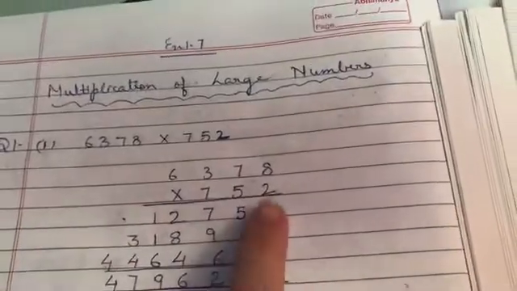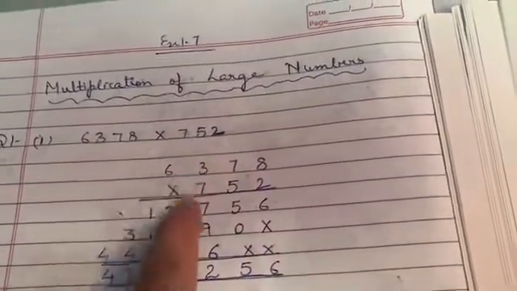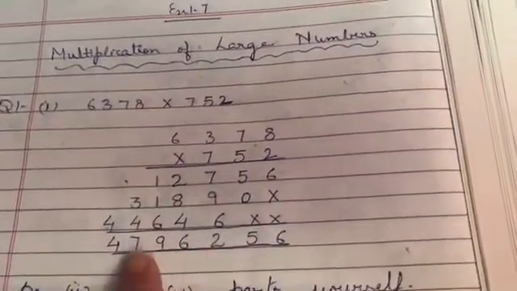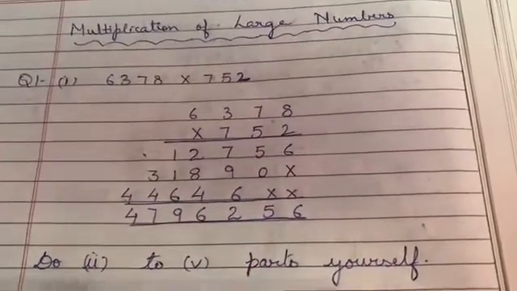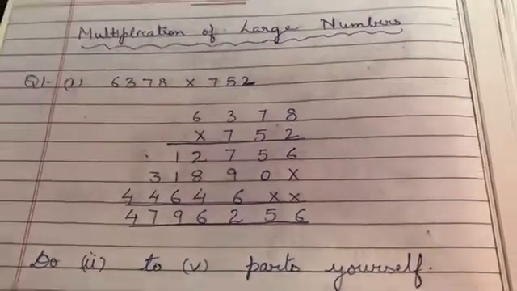You have also to do in the same way. In this, we have to first multiply with 2, then with 5, and then with 7. We will get these three answers, and then when we add them, we get the result. And so question number 1, second to fifth parts, you will do yourself.